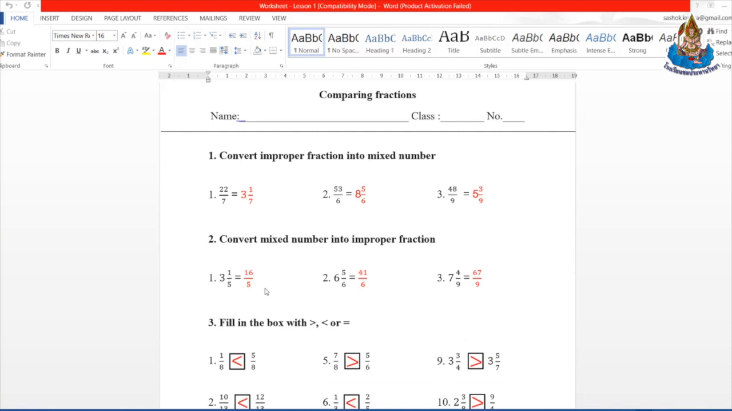Task number 2. We need to convert mixed number into improper fraction. So as we learned in our last lesson, to convert mixed number into improper fraction, we need to multiply whole number by denominator, and the product of this multiplication add to numerator.